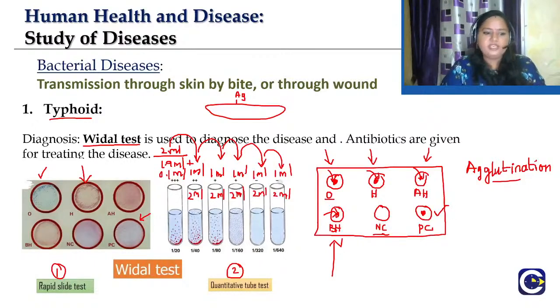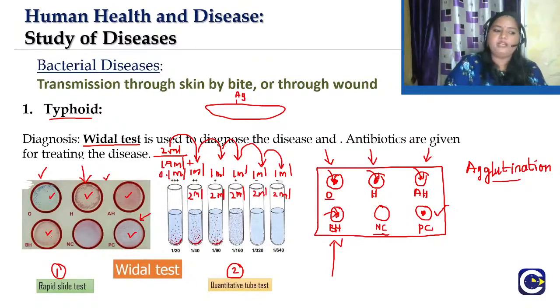Once you see the result, you can see agglutination in O as in the picture, and H and PC. It also shows AH and BH, which means there is a combination of all the bacteria present. This slide shows that the patient is having all the strains: Salmonella typhi, Salmonella paratyphi A, and Salmonella paratyphi B. This positive control shows agglutination, so you can compare and understand the results. In the negative control, you don't see any agglutination.